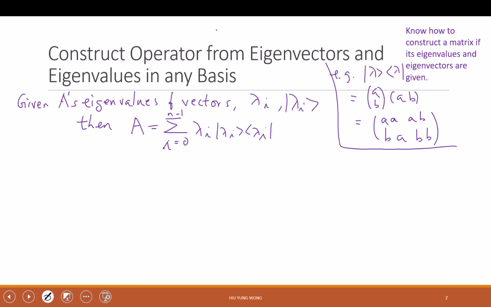So what does it mean? Start with i equal to 0: lambda 0, lambda 0 ket, lambda 0 bra, then plus lambda 1, lambda 1 ket, lambda 1 bra, plus lambda 2, lambda 2 ket, lambda 2 bra, all the way to lambda n minus 1, lambda n minus 1 ket, lambda n minus 1 bra.